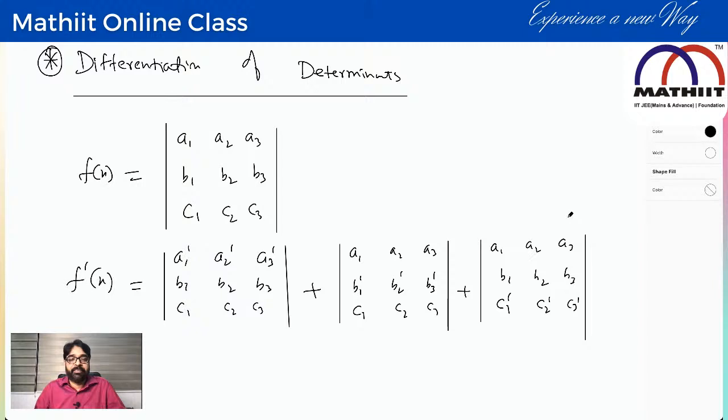Calculation will be easy. Differentiation of any determinant is nothing but differentiation of the first row, rest everything same, plus differentiation of the second row, rest everything same, plus differentiation of the third row, rest everything same. Am I right? Yes or no?